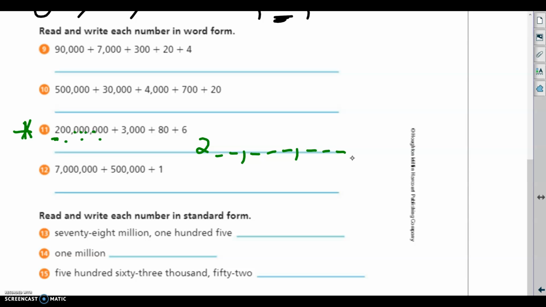Pause it and fill in the rest of the numbers. All right, this is what I started out with. Now you just add zeros in those empty spots. My pen is really noisy, I'm sorry. So your answer is 200,003,086. One more. Try number 12.